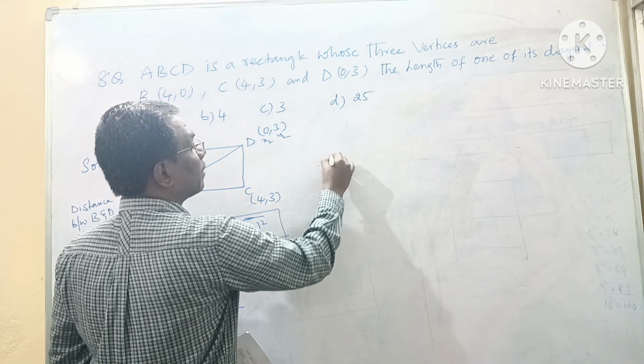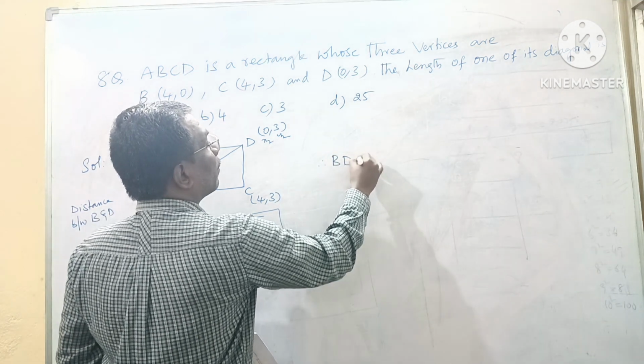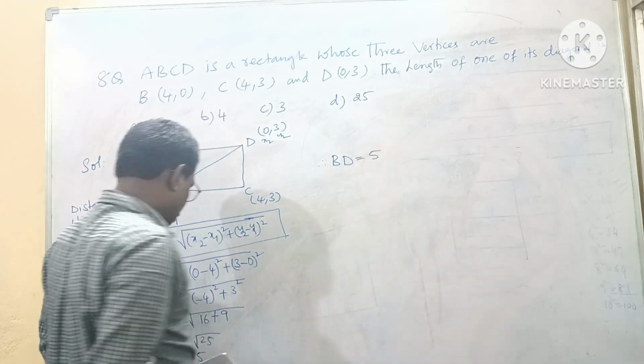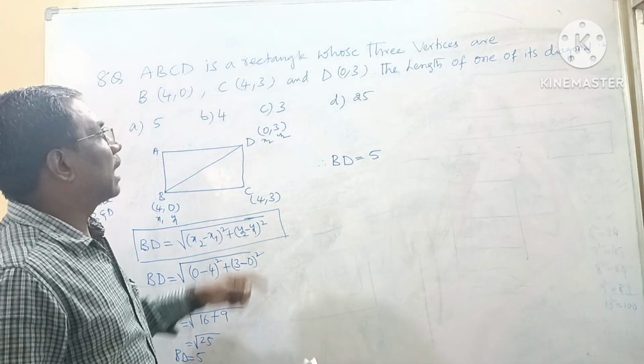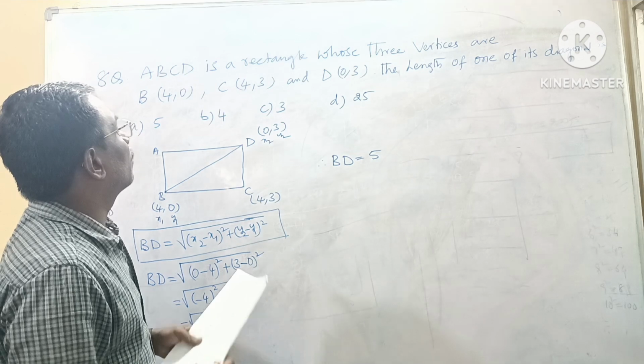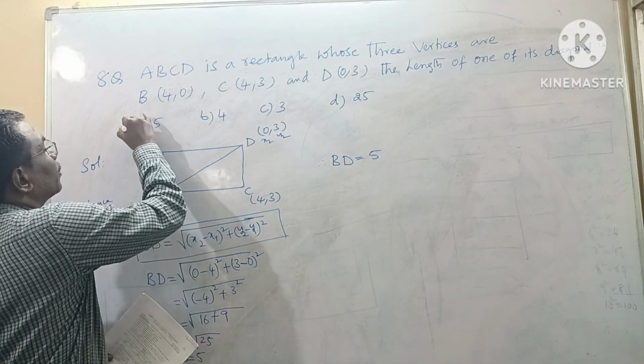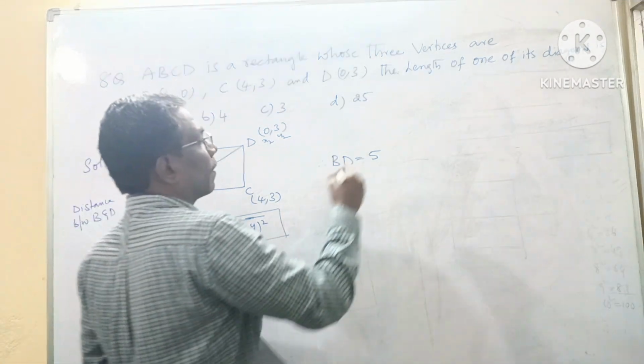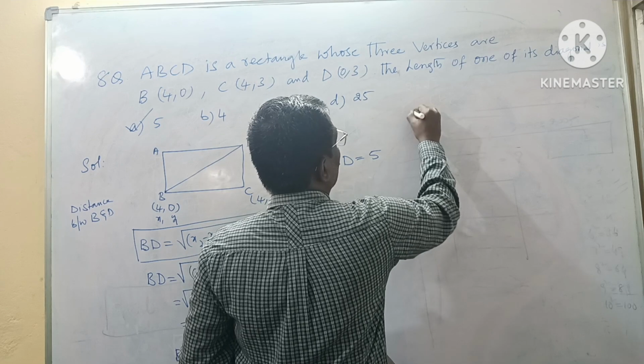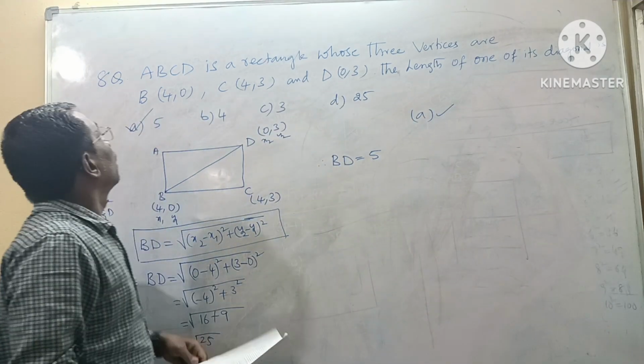Therefore, the distance between B and D, or we can say the length of BD, the length of the diagonal BD, is 5. So the answer is option A. Option A is the correct answer for the 8th question.